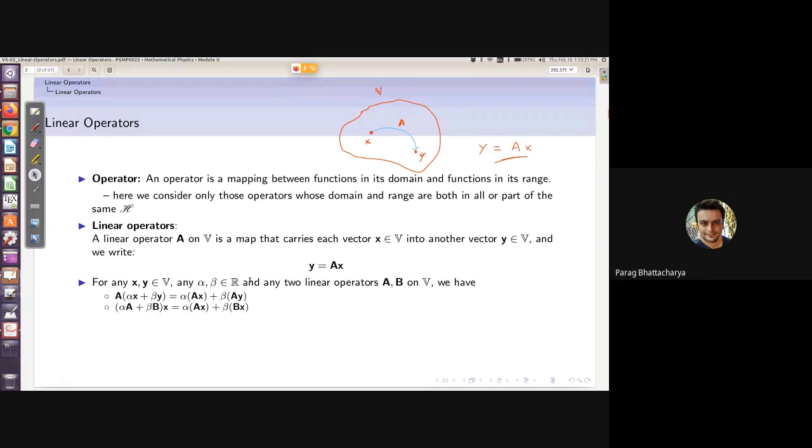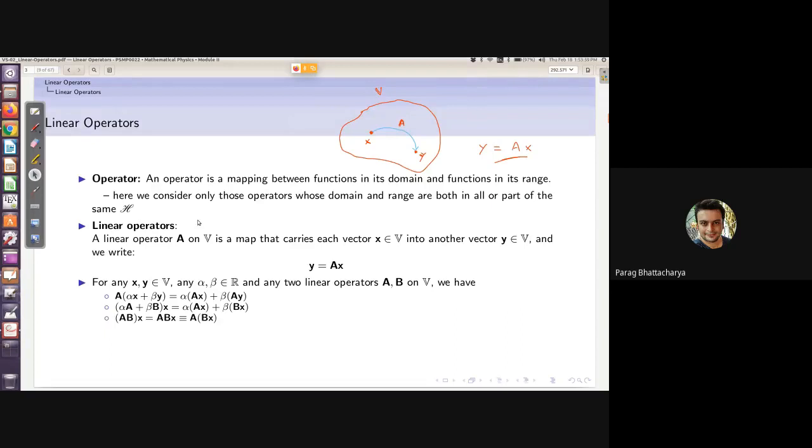Next, another property is, suppose I have two linear operators which are defined on a vector v. Then suppose I construct a linear combination of not the vectors. Remember, this is a linear combination of vectors, but this is a linear combination of operators. So suppose I do a linear combination of the operators, and I operate it on a vector. Then in this case also the result will be just the same. It will become a linear combination of the operators individually acting on the vector.